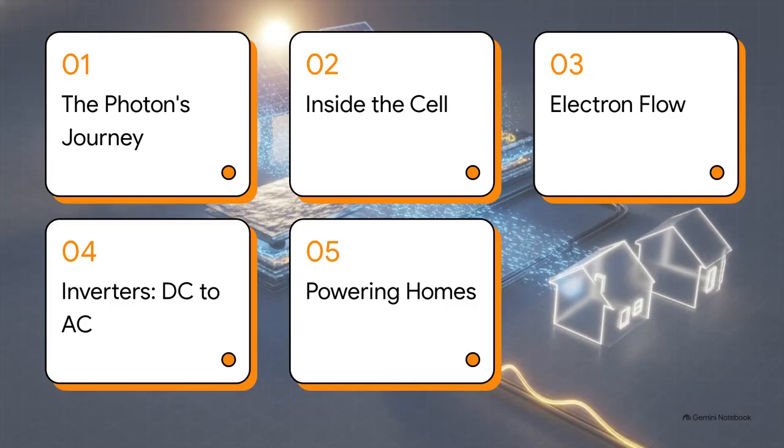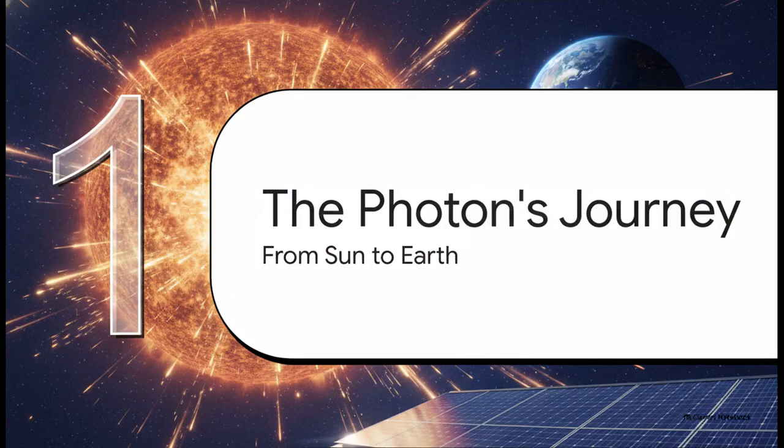Okay, let's map this out. We're going to look at number 1, the photon's journey. 2, inside the photovoltaic cell. 3, creating the electron flow. 4, inverters, DC to AC. And finally 5, powering homes and grids. So, part 1, the photon's journey.